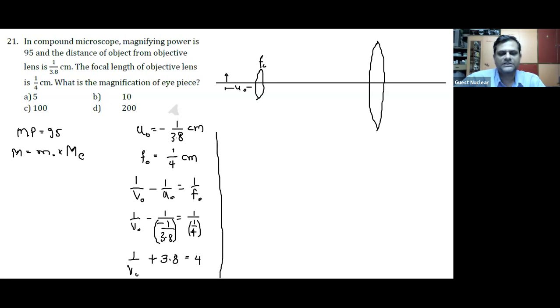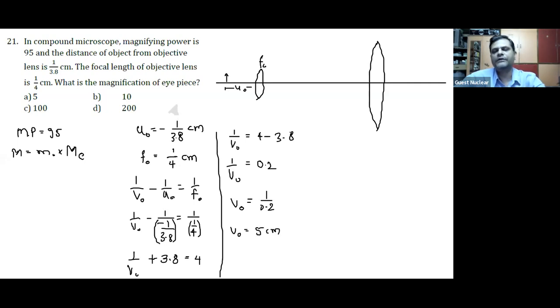And hence in the next step we can just have this as 1 upon VO is equal to 4 minus 3.8. ओके, ये 3.8 को हम उस साइड में डाल देते हैं जिससे वो नेगेटिव हो जाएगा. So 1 upon VO happens to be actually 0.2 here in this case, right? So that we can just get this VO to be simply equal to 1 upon 0.2, which is actually going to be 5 centimeter. Okay, 5 centimeter. This is going to be VO here.